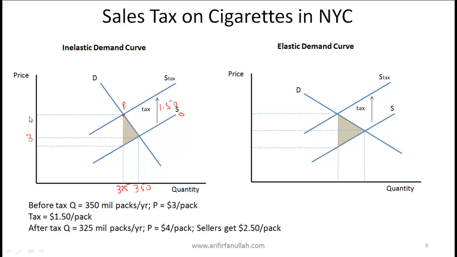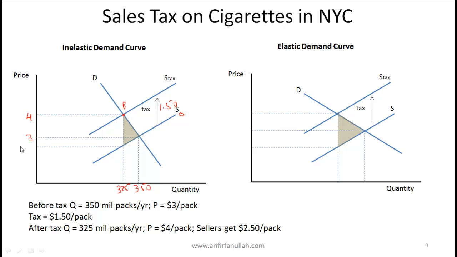So the price that consumers pay is $4, and effectively what is the price that the suppliers get? Remember, when the consumer pays $4 per pack, $1.50 goes away as taxes. So how much does the supplier end up with? The supplier is only left with $2.50.